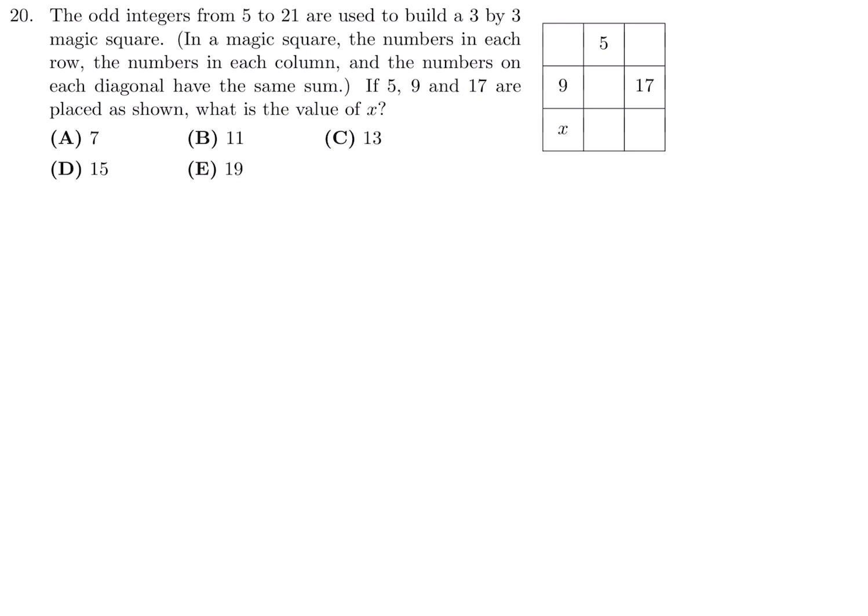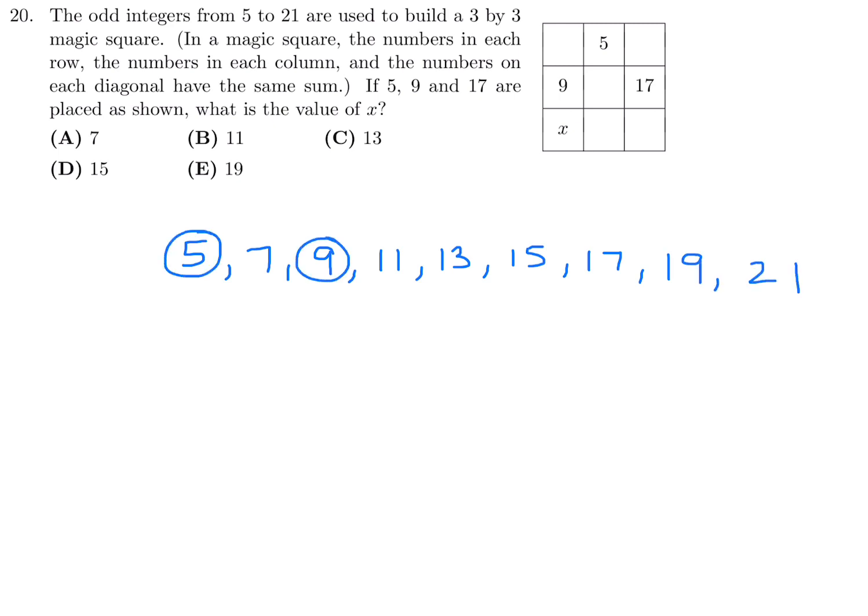The odd integers from 5 to 21 are used to build a 3 by 3 magic square. In a magic square, the numbers in each row, each column, and each diagonal have the same sum. If 5, 19, and 17 are placed as shown, what is the value of x? The numbers we are going to use are 5, 7, 9, 11, 13, 15, 17, 19, and 21. And 3 of these they've already placed, and those are 5, 9, and 17.